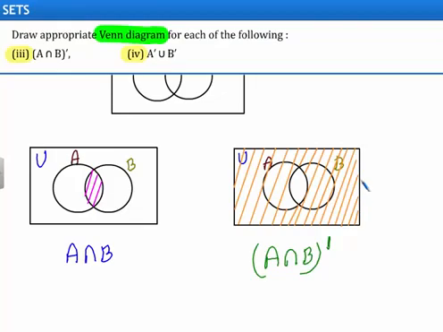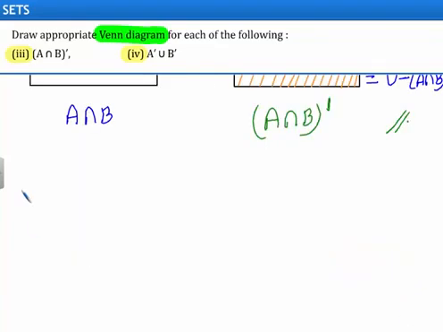This is the Venn diagram representation of complement of A intersection B. We can write A intersection B complement is equal to universal set minus A intersection B. This completes the first part of the problem. In the next part of the problem, we need to draw the appropriate Venn diagram of A complement union B complement.